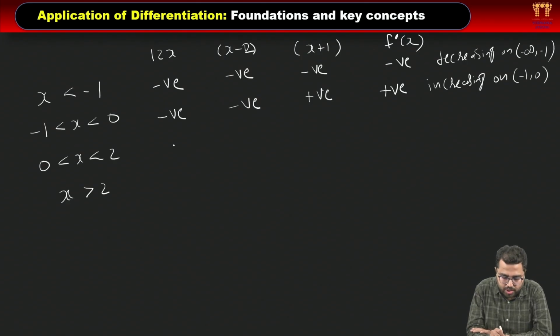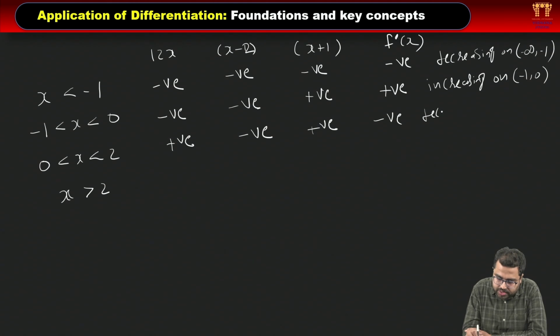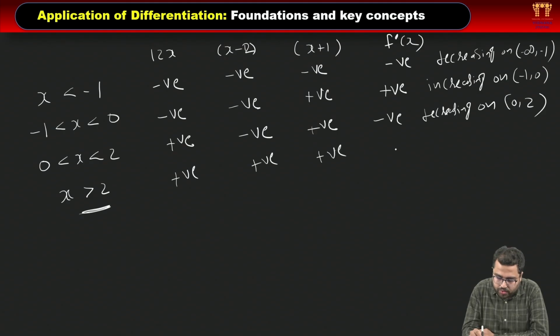Next, 0 to 2: 12x is positive, x minus 2 is negative, x plus 1 is positive. So again positive into negative is negative, so the function is decreasing on 0 to 2. And for x greater than 2, 12x is positive, x minus 2 is positive, x plus 1 is positive. So f dash x is positive and the function is increasing on x greater than 2, that is 2 to infinity.